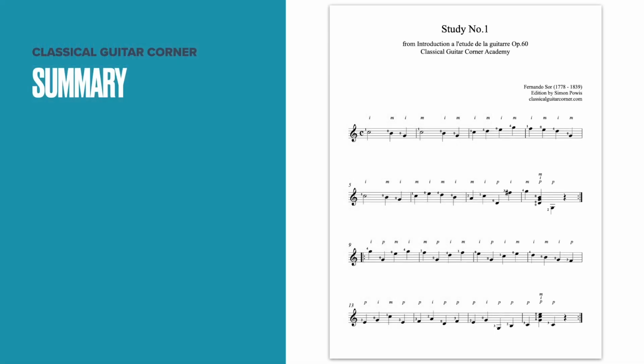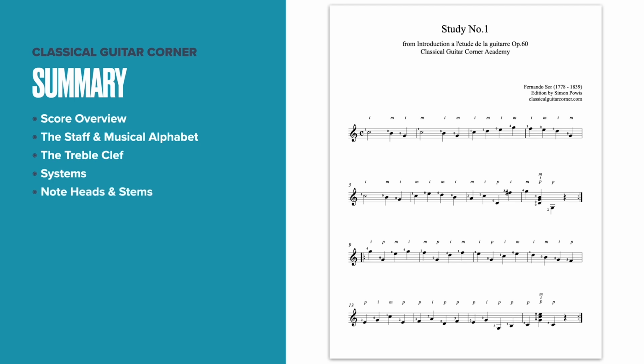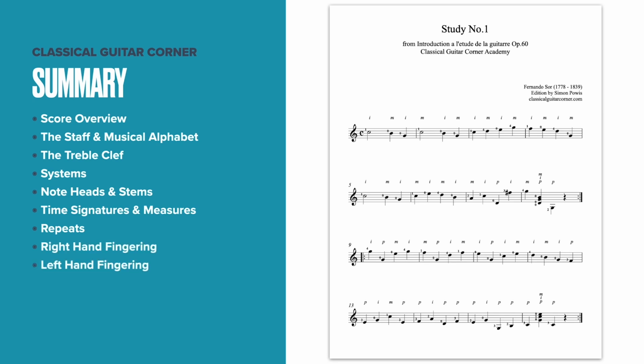So in summary, in this lesson, we've learned about the score, the staff and the musical alphabet, the treble clef, systems, note heads and stems, time signatures and measures, repeats, right-hand fingering, left-hand fingering, string numbers, tablature, and position playing.